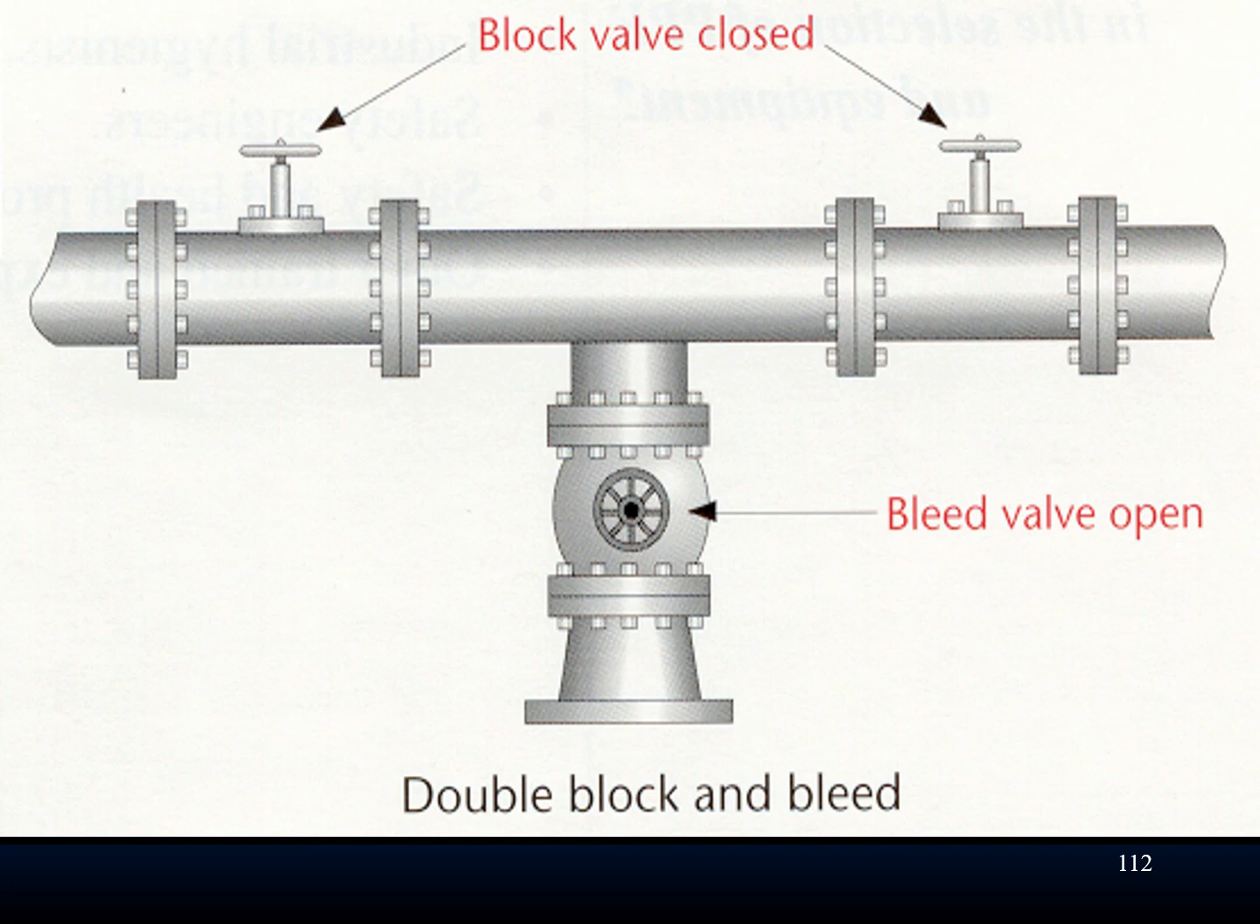This is an example of what we call a double block and bleed. This picture here gives you an idea on how we would lock out, tag out a hydraulic line. So what we do is we shut off the two valves, shutting off the flow of the hydraulic fluid, and then right below it we would open up the bleed valve and drain whatever the fluid is out of the hydraulic line. This is called the double block and bleed method of shutting down a line that's carrying some type of hydraulic fluid.